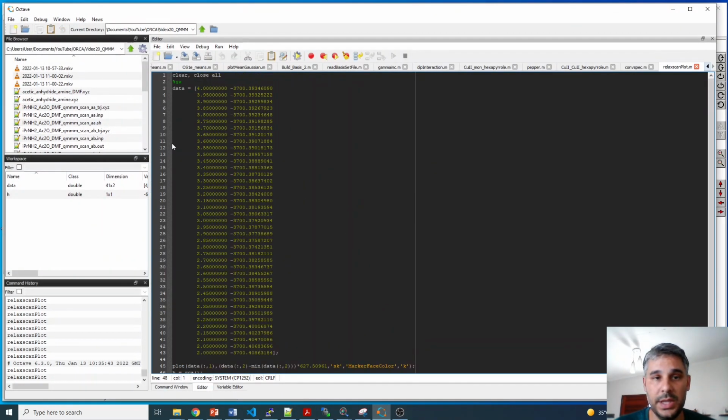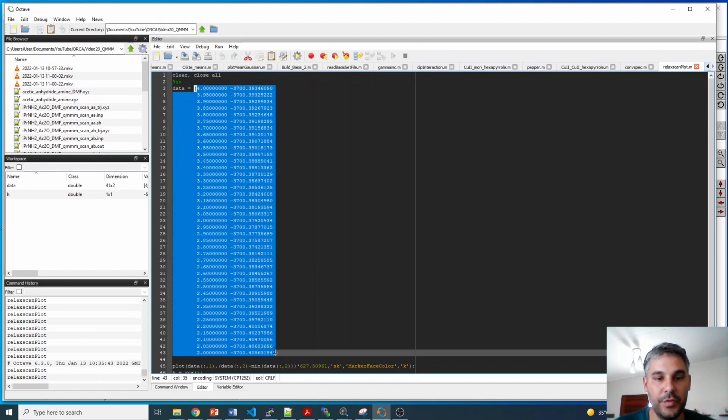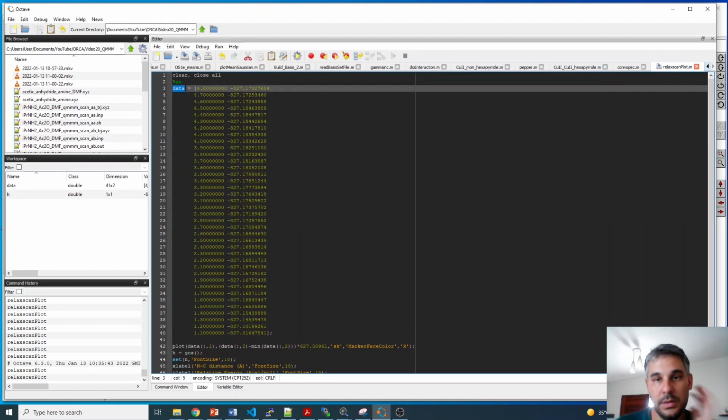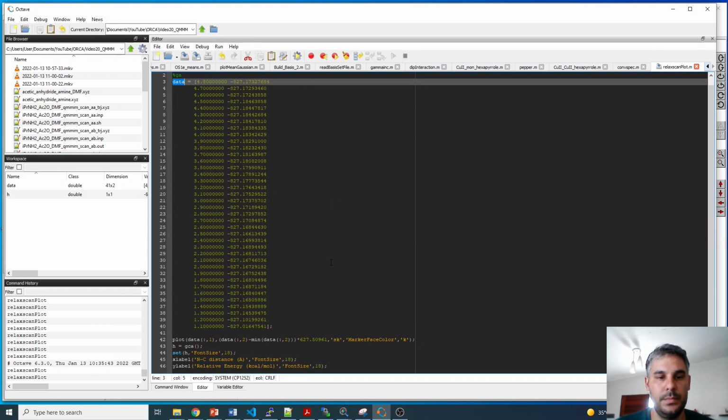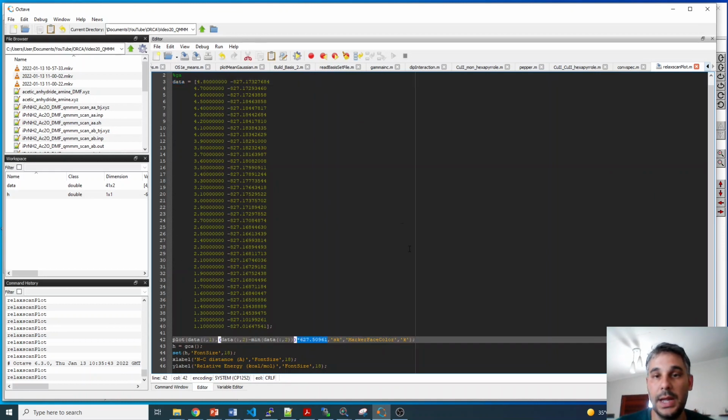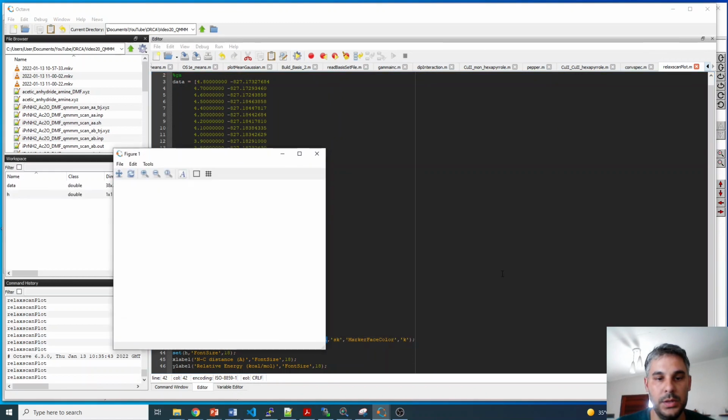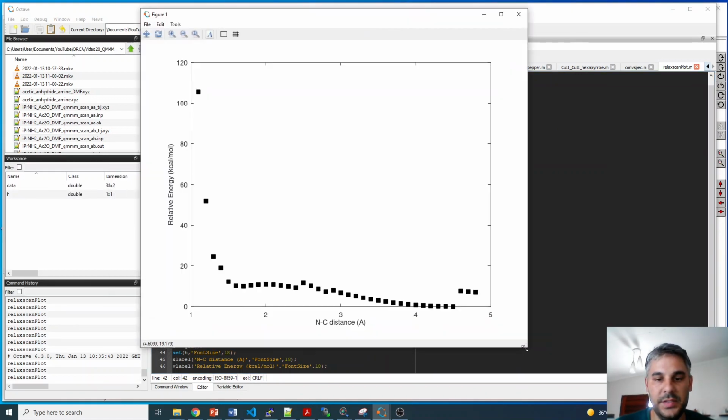So I'm here in Octave, and I have a small script for plotting. Here I call this data for the information, the distances, and the energies in Hartree. And then I just plot them using a conversion to kcal per mole. So if I run this, I get this figure.